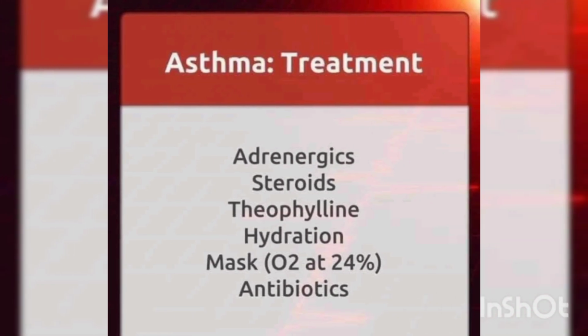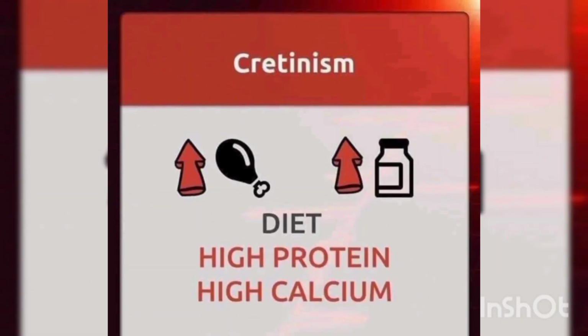Treatment for asthma comprises adrenergics, steroids, theophylline, hydration, mask for oxygen at 24%, and antibiotics. In cretinism, you should have a diet with high protein and high calcium.